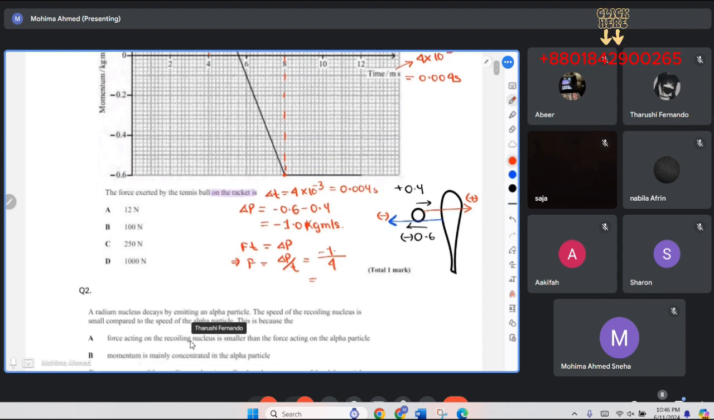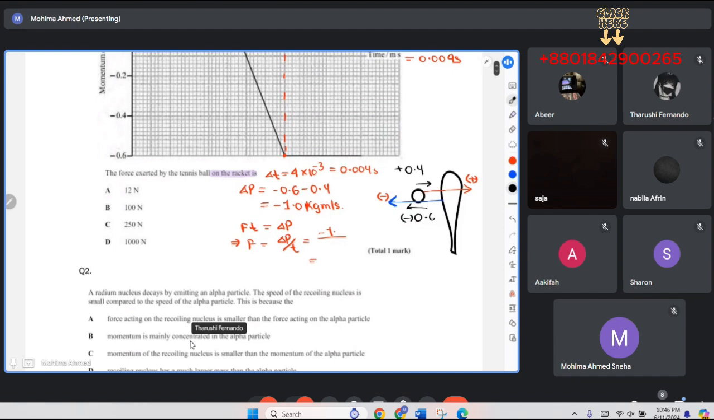So the time is 0.004 seconds. And now, can you guys calculate it and let me know the value for this? It should be maybe 250 Newton, right? Yes, the answer is over here, negative 250. You're going to get minus 250, because this was the force exerted on the ball, right? So you're going to get negative.